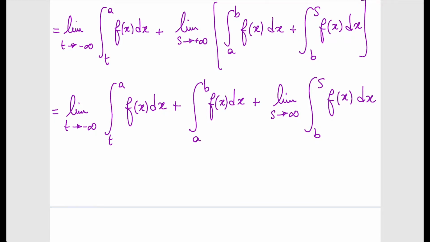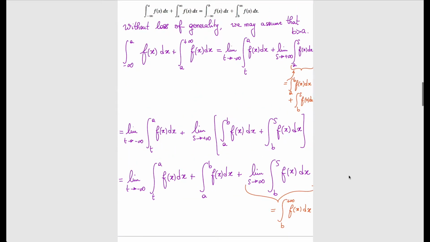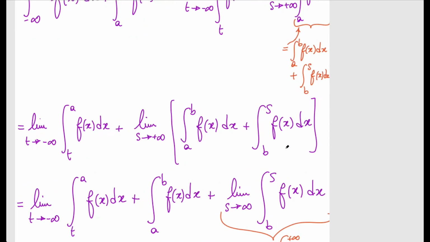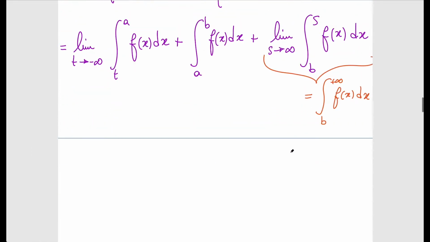And what is this again? What is this guy? The limit as s goes to infinity of the integral from b to s of f of x dx. This is the improper integral from b to plus infinity of f of x dx, by definition, right? So we get this piece. We get this piece. So we're missing this piece, and I hope you see it. Let's actually zoom in and keep working on it.